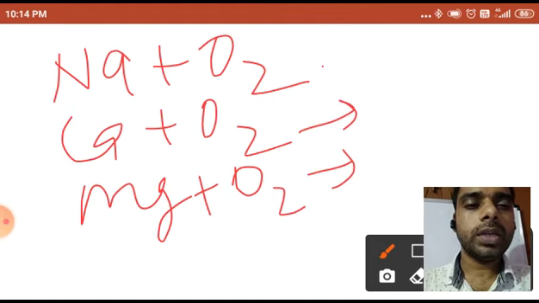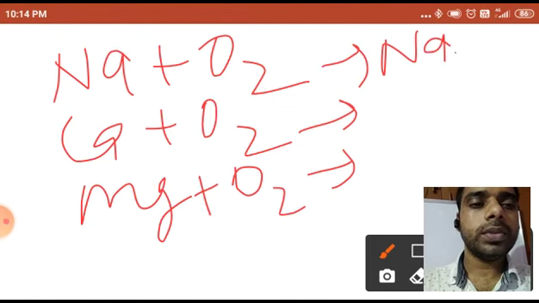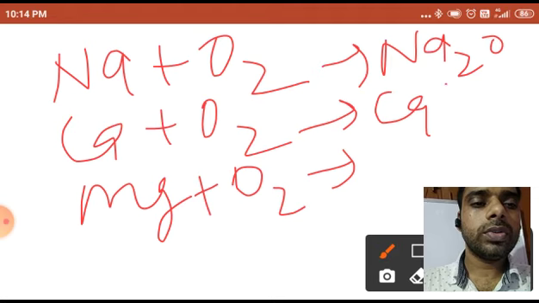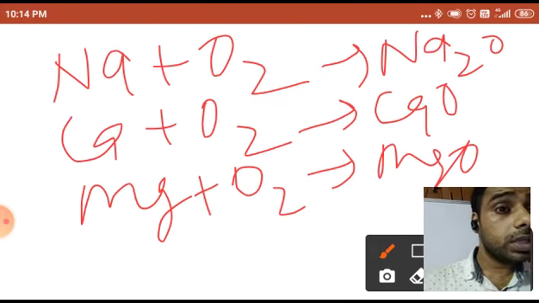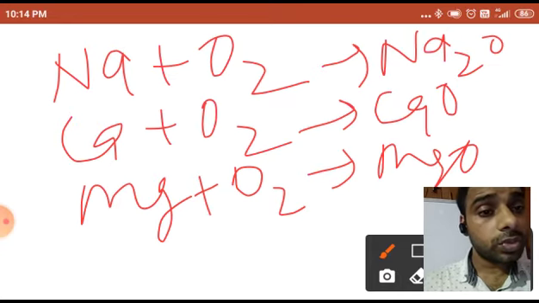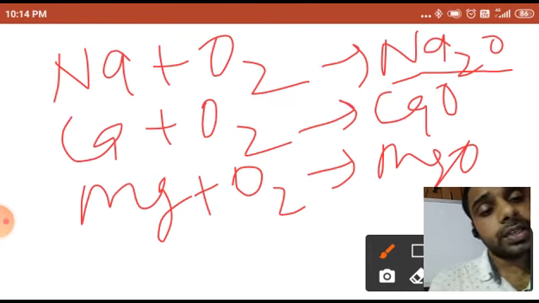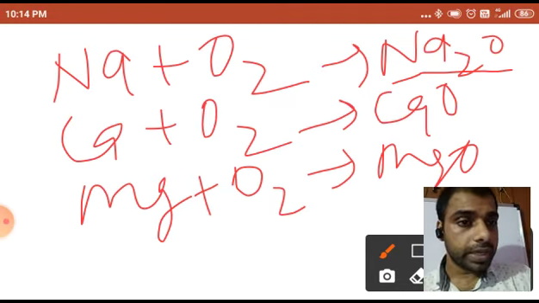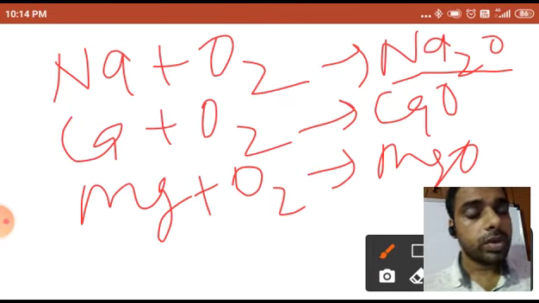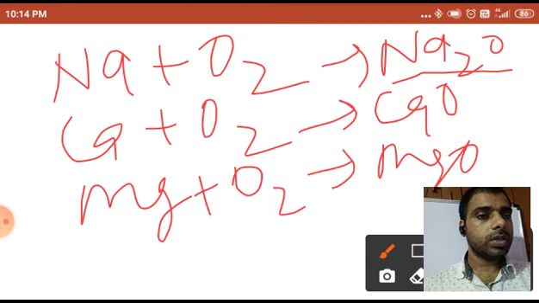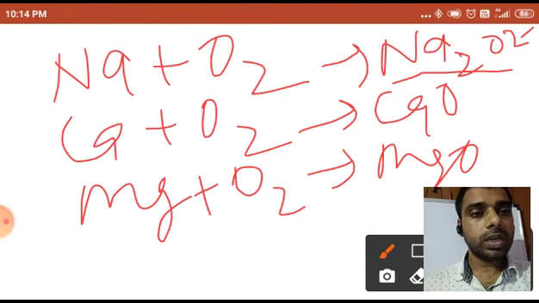What will it form? It will form Na2O, CaO and MgO. What is essential in this one? It is essential that you don't write an incorrect compound, because you know, what is the charge on sodium? 1 positive. And what is the charge on oxygen? 2 negative. So the 1 here should be multiplied with 2. That's why I have taken 2.